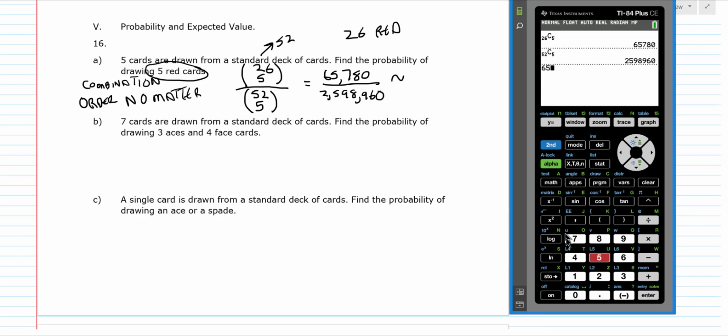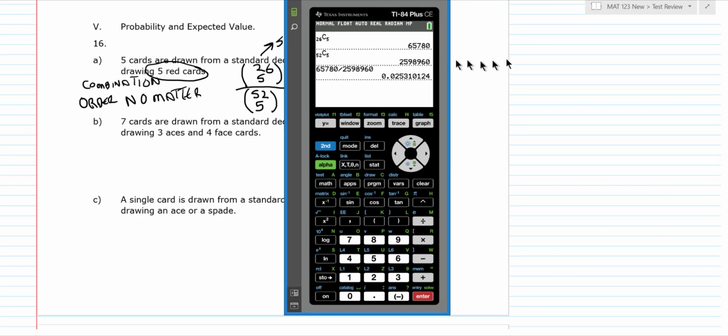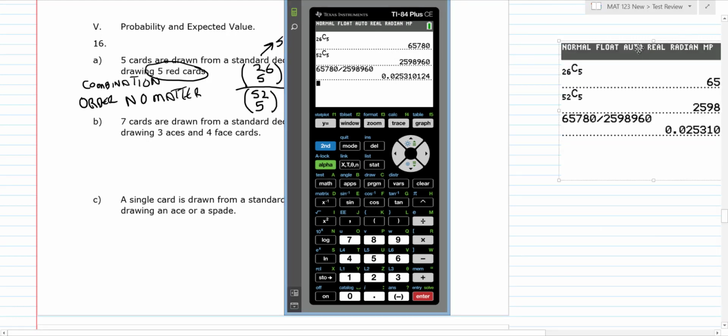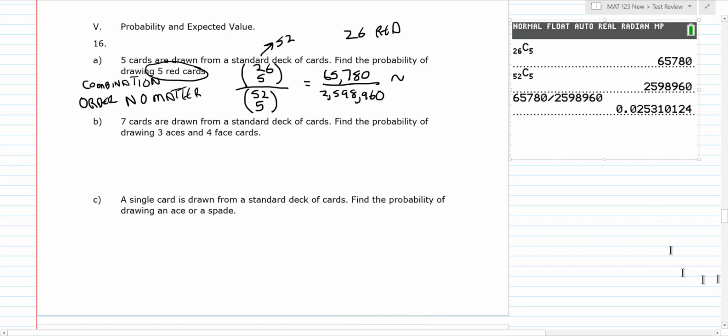We're just going to round this off when we get the answer to a decimal. So 65,780 divided by 2,598,960 will give that. And then we'll just round that off to maybe 3 decimals. All right, so I'm just going to round that as 0.025. So it's roughly around a 2.5% chance when you do that.